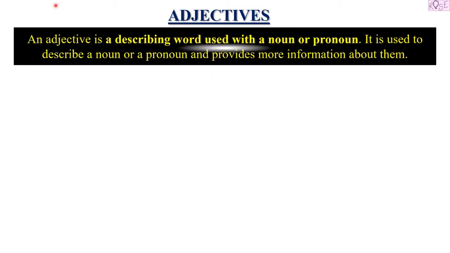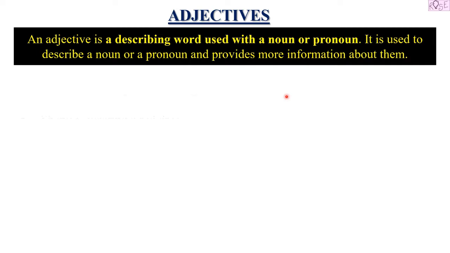So today we are going to see what adjectives are. An adjective is a describing word used with a noun or pronoun. It is used to describe a noun or a pronoun and provides more information about them. We know that adjectives are used for describing nouns or pronouns. For example, if I say I have a pink pencil, here pink is describing the pencil. So pink is an adjective.